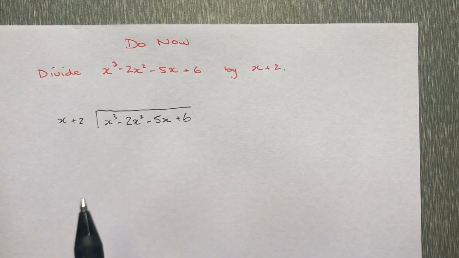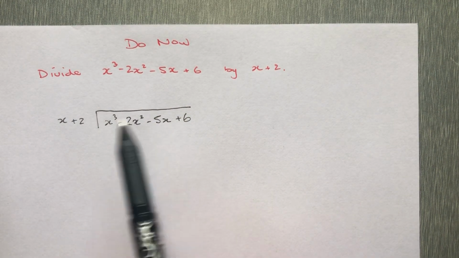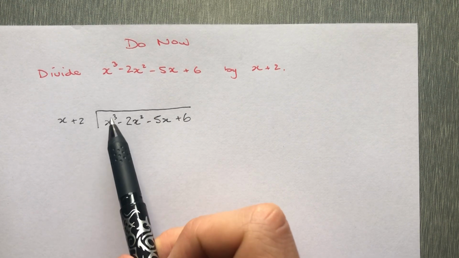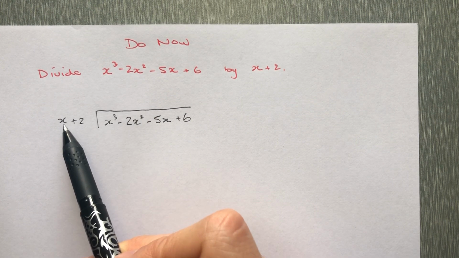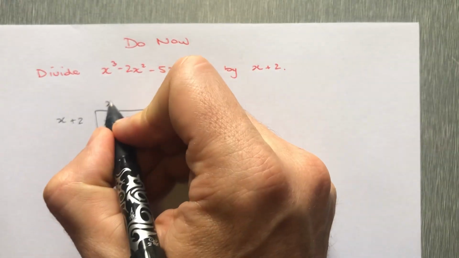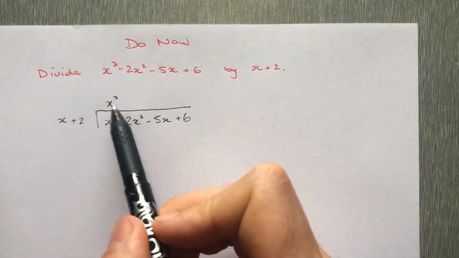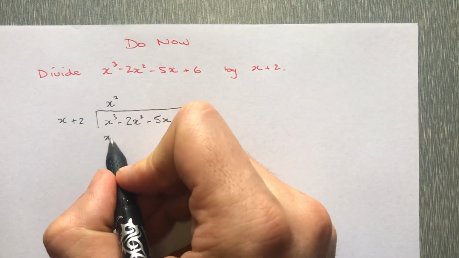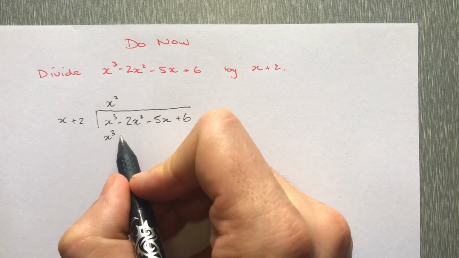Okay, so we're all set up. We're dividing this polynomial by this here. Remember, you need to take the first term and divide it by the first term over here. So x cubed divided by x is x squared. Now you're taking whatever's up here and you're timesing it by each of these. So x squared times x, x squared times 2.